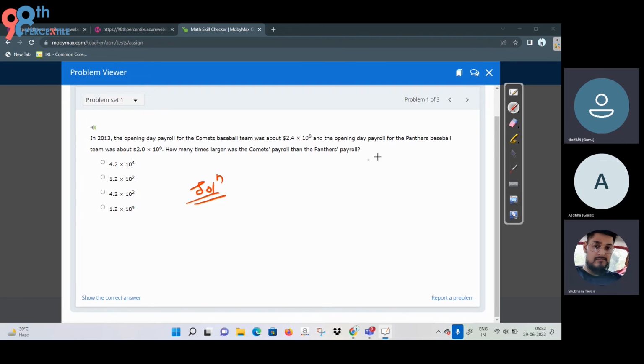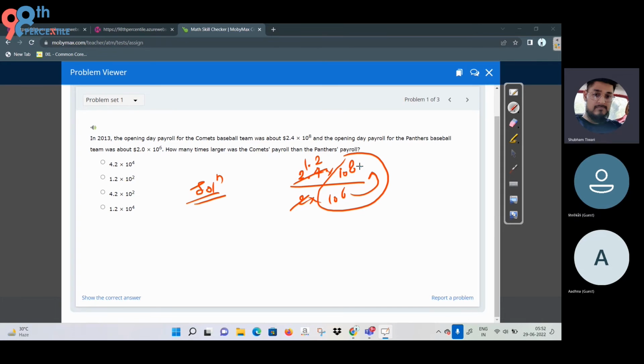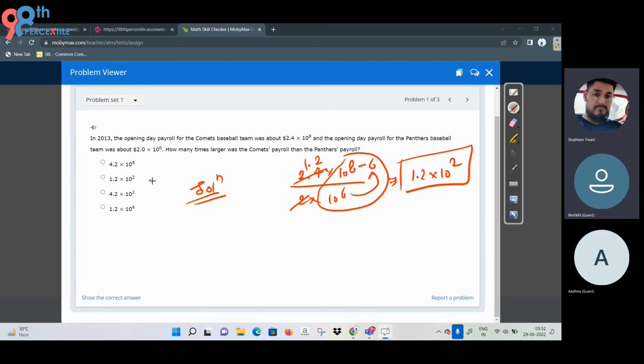Okay. So what she did, Shreyas, is that 2.4 multiplied by 10 to the power 8, she divided by 2 times 10 to the power 6. So 2.4 is divided by 2, giving 1.2. When the 10 to the power 6 moves to the numerator, it becomes negative 6. So 10 power 8 minus 6 is 10 power 2. That is 1.2 times 10 to the power 2, which is the right option. Option B is the right answer. I hope it was clear. Yes, it's clear.